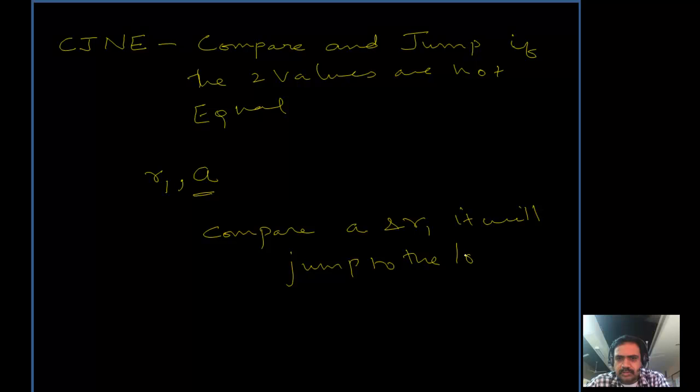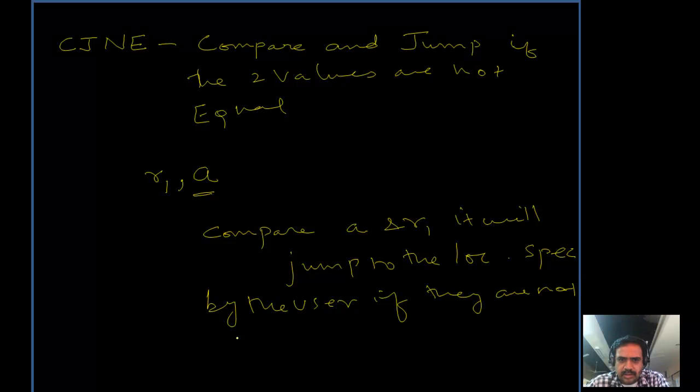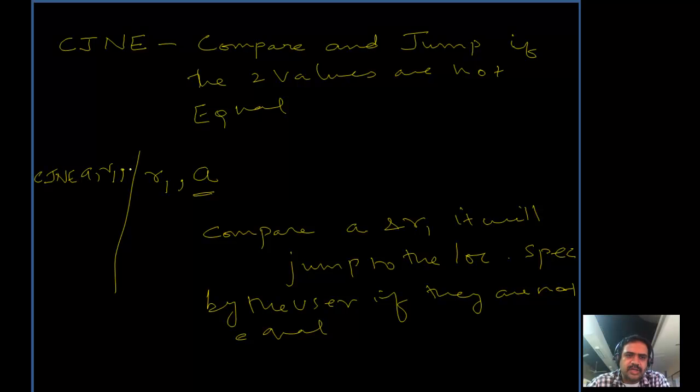to the location specified by the user if they are not equal. In a sense, how the flow is, I will write CJNE, that is compare and jump if not equal, A comma R1 comma, I'll give the jumping location, say loop 1. Then I'll write so many commands, then at loop 1, I'll write another function.